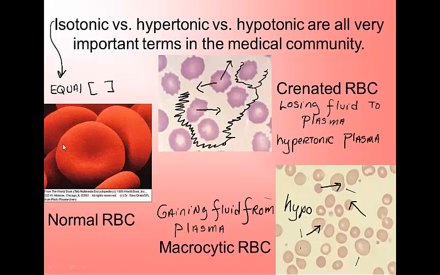So you have an isotonic where it's equal concentration. You have a hypertonic where one of the solutions is greater concentration than the other. And you have a hypotonic situation where one of the solutions is less concentrated than the other. And osmosis is when it moves to dilute.